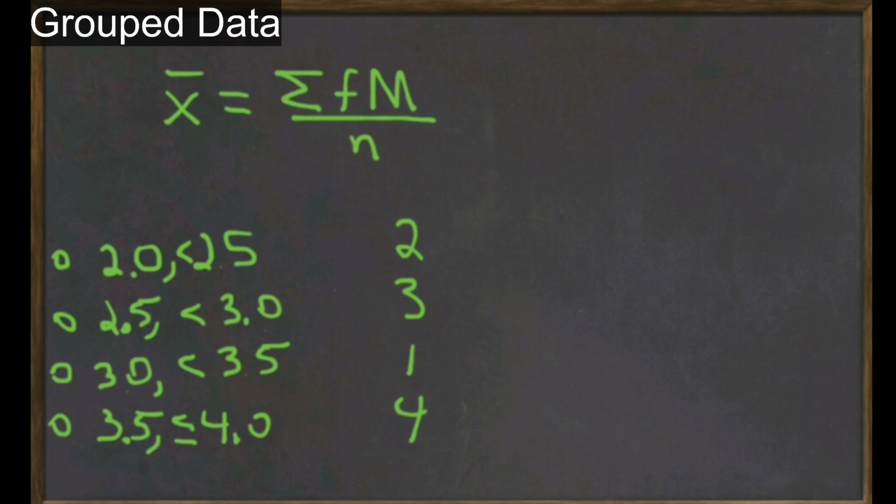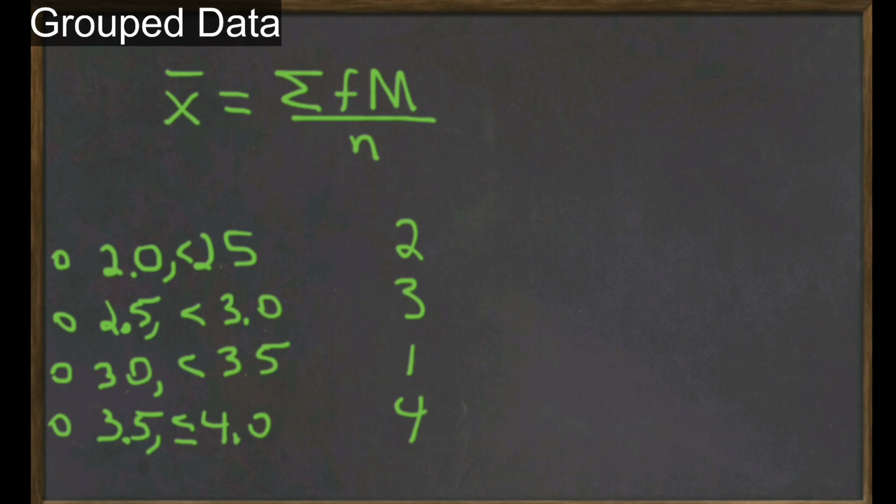So we have 10 students, and they each selected one of these options. And here's what we had. Now, if we wanted to think about what's the average GPA across these students, we can still calculate that, even though we don't have the specifics.